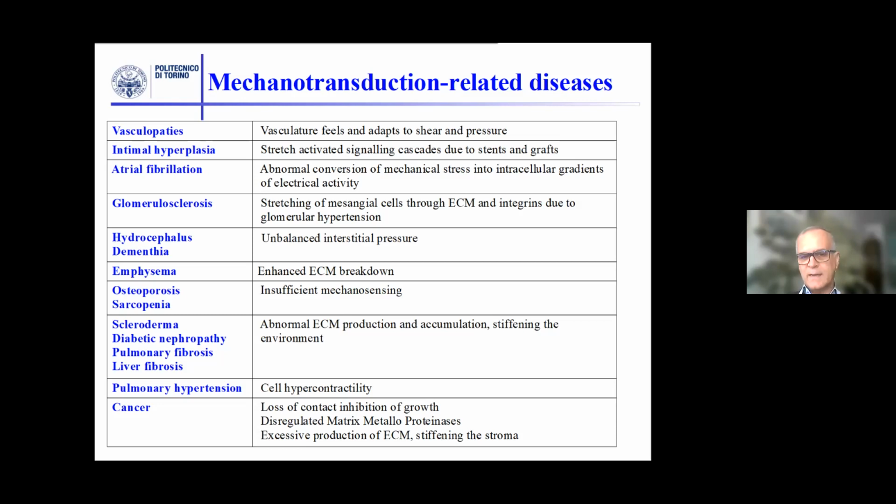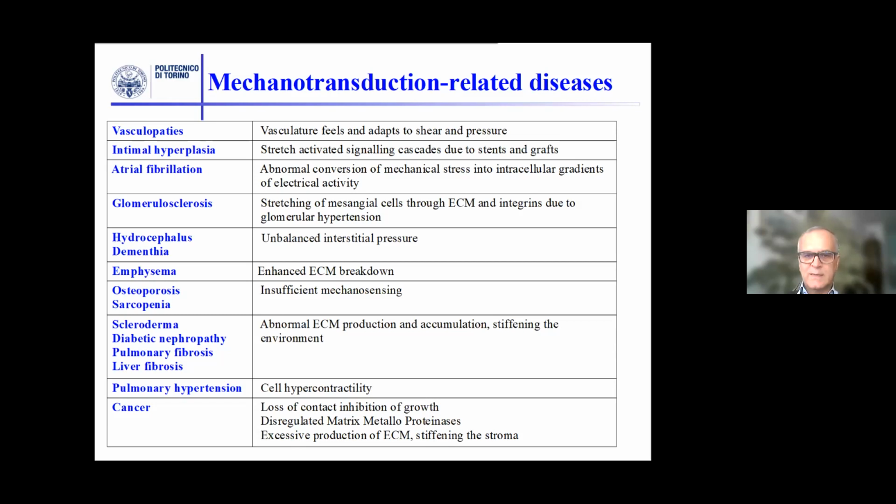And last but not least, cancer. Since the first moments of the development of cancer, we have what is called the cadherin switch, in which the cells lose the contact inhibition of growth, and they continue to proliferate when they shouldn't. So they don't feel the mechanics, the pressure, properly. Then there are other issues like dysregulated MMPs, or again, excessive production of extracellular matrix that stiffens the stroma.